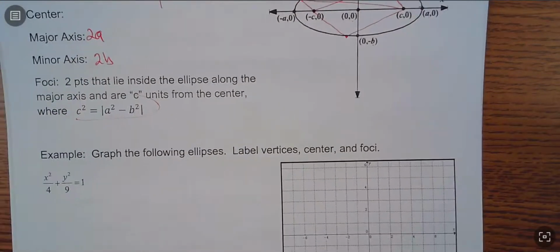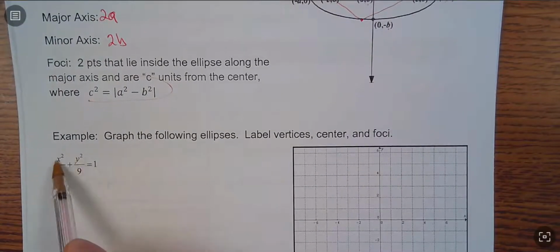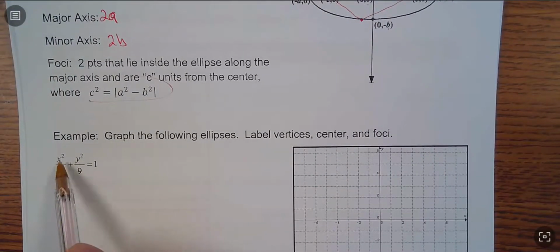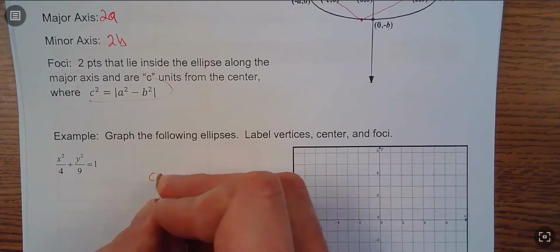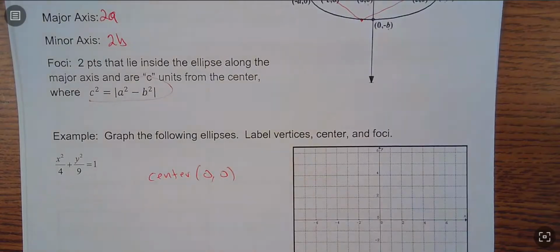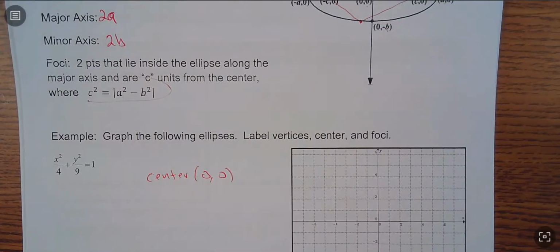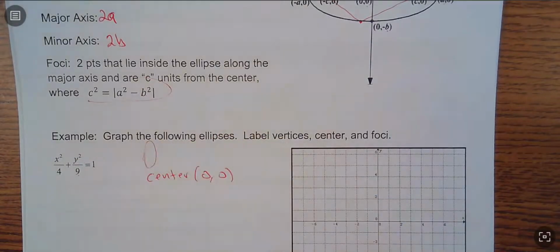So this first one here, first off, just reading it, it's centered at the origin because it's x minus nothing and y minus nothing. So the center is (0, 0). Now, will it be a horizontal or a vertical one? Well, the bigger number is with y, so it's going to be a vertical one. It's going to be taller than it is wide when we're done graphing.